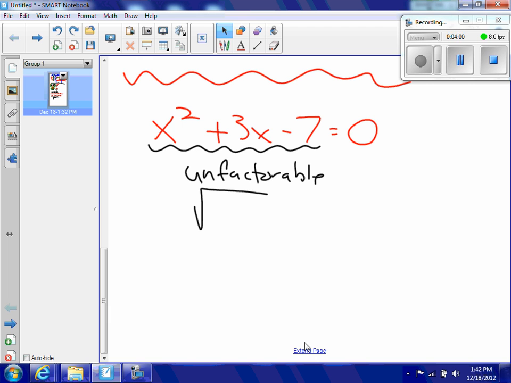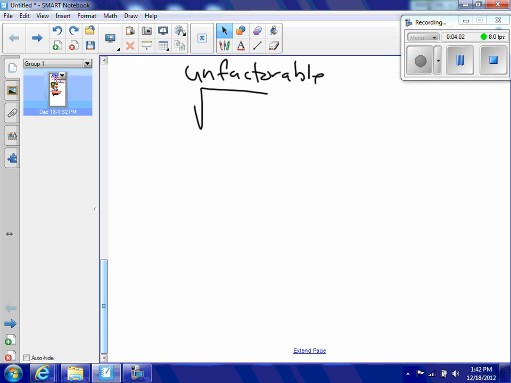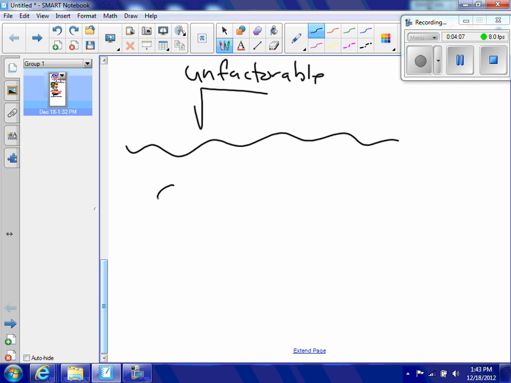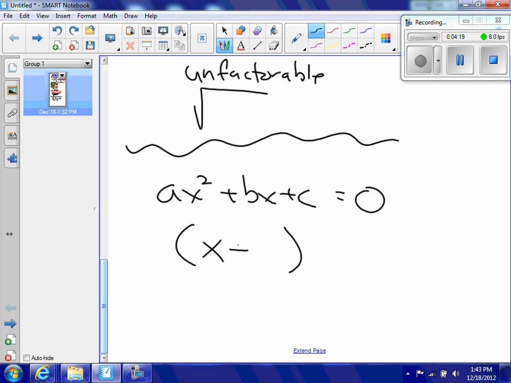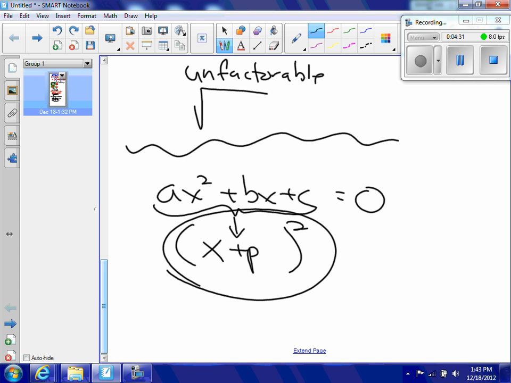What I want to do is turn something in the form of ax squared plus bx plus c equals 0 that is unfactorable into something that is like x plus p squared that is factorable. I need to turn this into this, so that I can take the square root and use this really easy method to solve a quadratic equation.